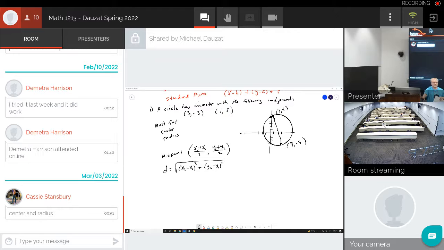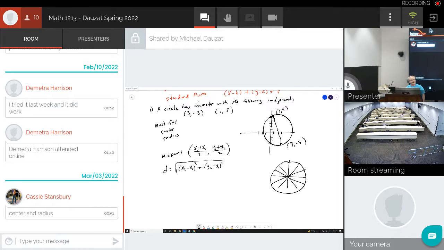So midpoint, distance. I'm going to ask you, how can I find the center of the circle? What do you remember about the center of a circle? The center of a circle always lies on a diameter. In fact, the diameter always goes through the center, right? So if I have a circle, and this is the center right here, all of these diameters must go where? Through the center. So a circle has how many diameters? An infinite number.